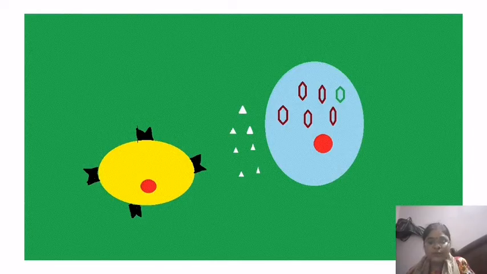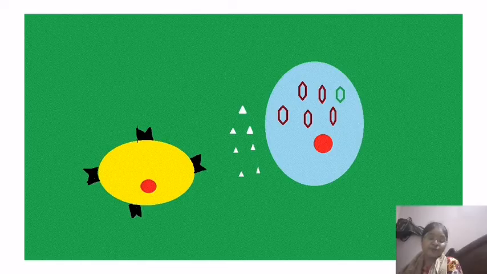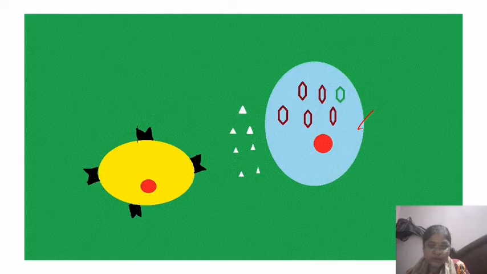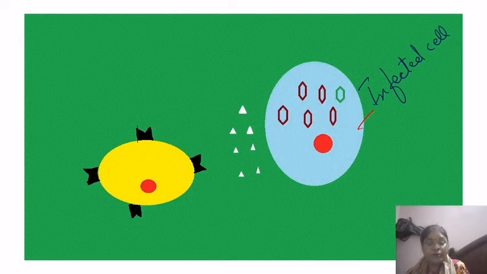Now what do you see in the picture? You can see here that there is a cell which is infected by virus. As I hope it's clear, this is your infected cell. No, virus infected cell. You can see these are virus particles.